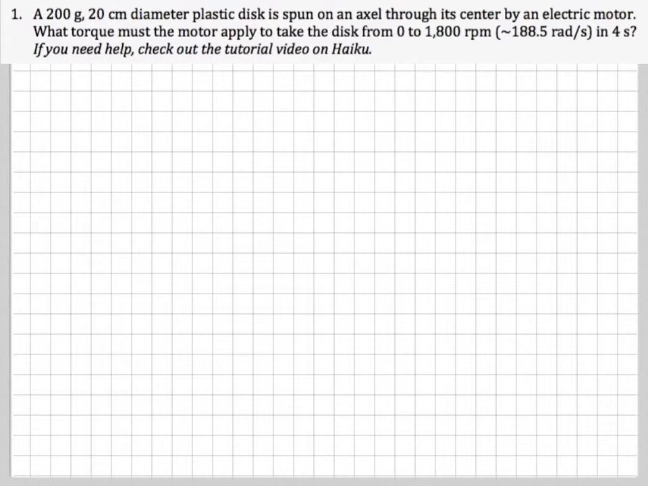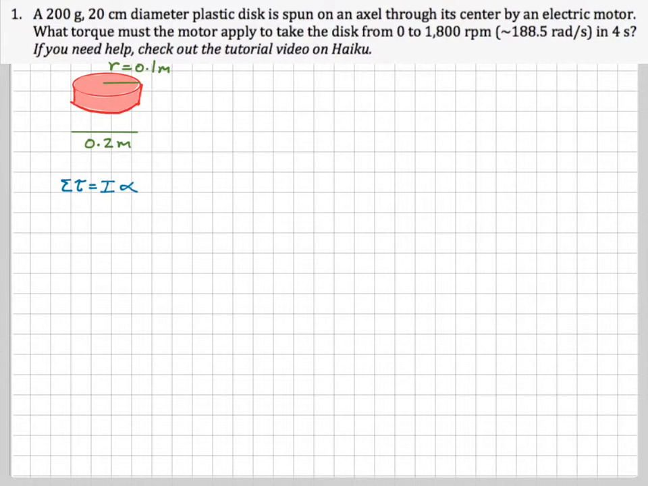First problem says that we've got a 200 gram, 20 centimeter diameter plastic disc that's spun on an axle through its center by an electric motor. What torque must the motor apply to take the disc from 0 RPM to 1,800 RPM, which is about 188.5 radians per second, in 4 seconds? Let's draw a little diagram of the disc and label the diameter, which is given to be 0.2 meters, which means that the radius of this disc is 0.1 meters.